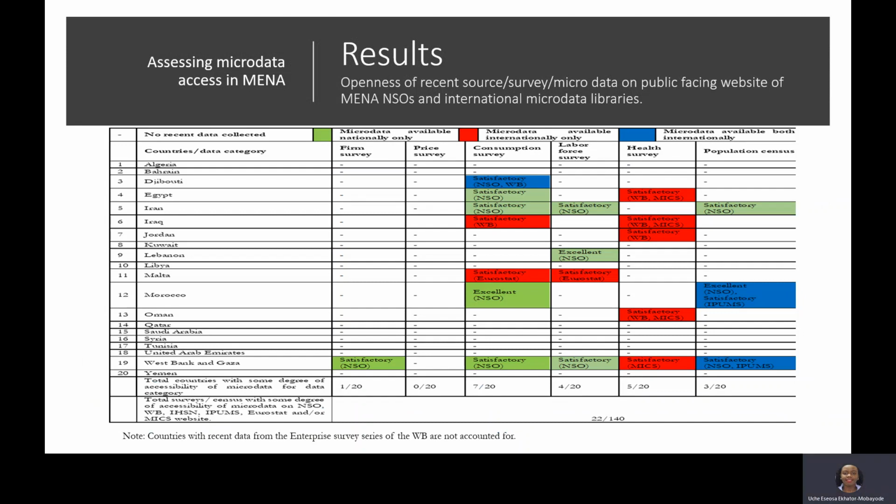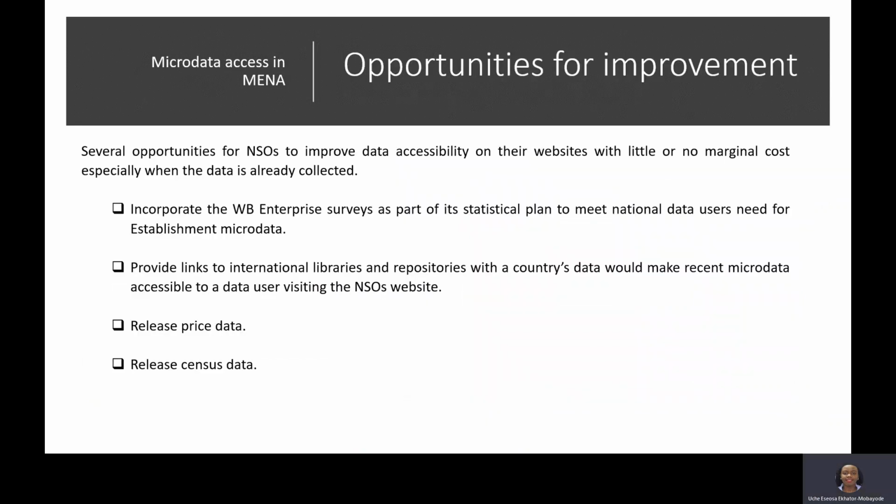And of those 5 countries, only 1 country makes it available. However, the World Bank has a series of enterprise surveys that NSOs can easily incorporate into their statistical plan and provide a link to the enterprise survey websites on their own website, and that immediately makes it available to data users visiting the website of NSOs. And in addition to that, they could also provide links to other international microdata libraries and repositories where the data for their country could be.